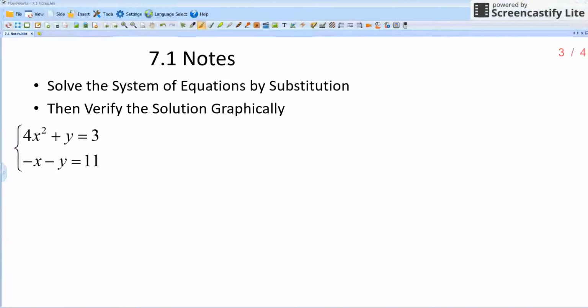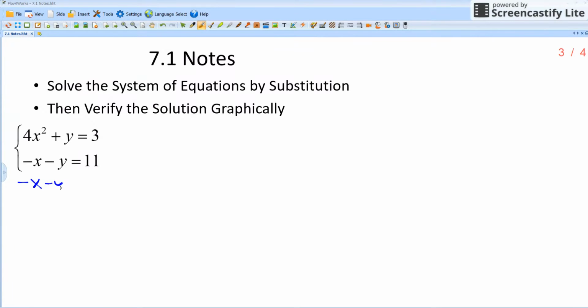All right, next we have 4x squared plus y equals 3 and negative x minus y equals 11. The scary thing about that first equation is it has an x squared. But if I look at that equation, I have just a regular y. So I'm going to try and replace that y in order to help me simplify. So I'm going to solve the other equation for y in order to give me something to substitute in.